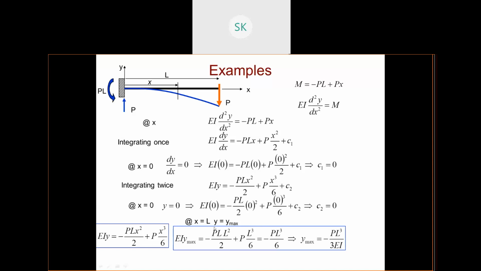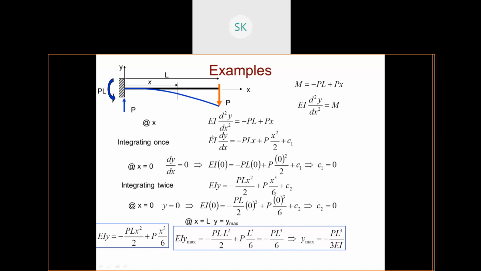Now this is the equation. Put the value of x as L; this x is replaced by L. So PL times L square by 2, minus PL cube by 6. Now I got PL cube by 3. Now my deflection at this point is PL cube by 3EI. So for a simple cantilever beam with point load, you will get the maximum deflection of PL cube by 3EI.